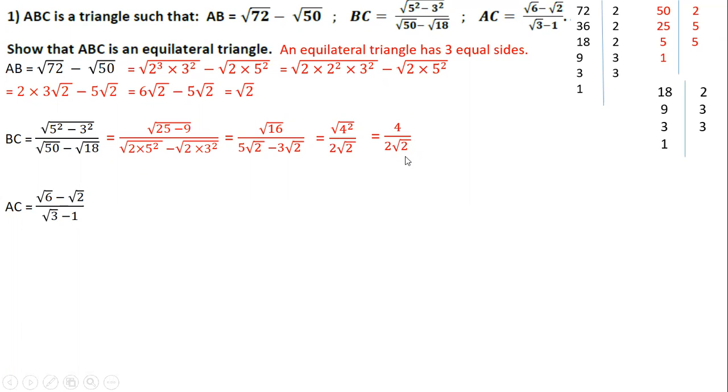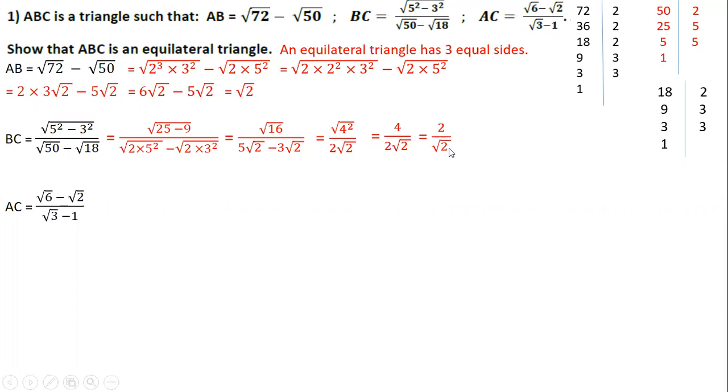Do I stop here or I have to continue? We continue. We cancel 4 and 2. So I will get 2 over radical 2. Now, do I stop here? No. What do we do? We multiply by radical 2 over radical 2. Maryam, what are you doing? Rationalize.